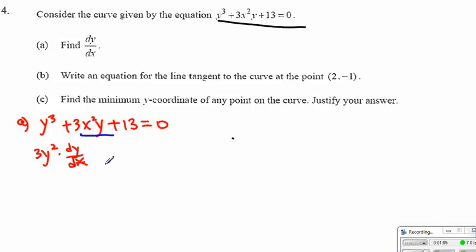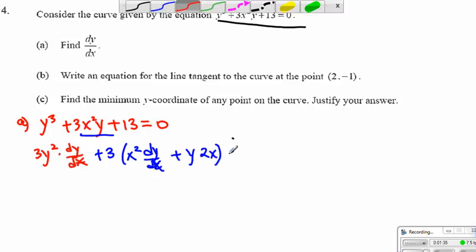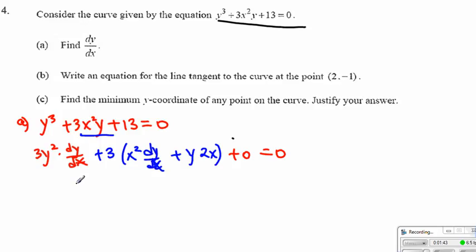And then, in case of the second one, you should be able to see the product rule right over there. So what's going to be happening is this, plus 3x squared times dy dx, and then plus y times 2x, derivative of x squared. Then plus 0 is equal to 0. Now, here we can have the terms with dy over dx.